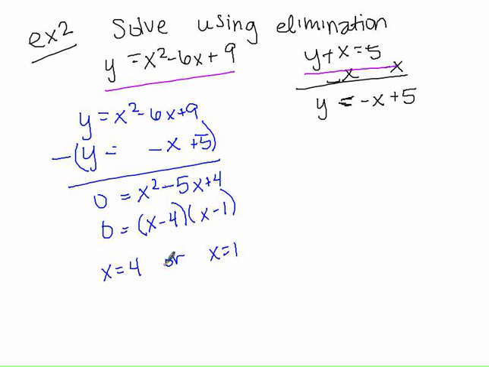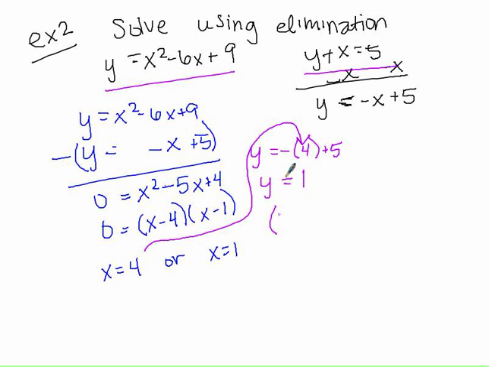So what I have to do still is plug these into either one of these functions to find my corresponding y value, because I'm talking about a coordinate here. So if I take this linear function, it is the easier one to substitute into. So I'm going to say that y is equal to negative 4 plus 5, and that's by taking this x and plugging it right in. So I've got y is equal to -4 plus 5, which leaves me with 1. So that means that one of my solutions is 4, 1.